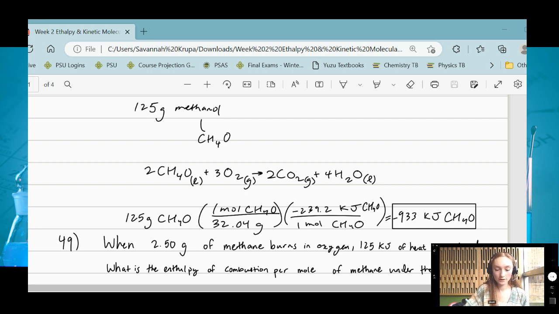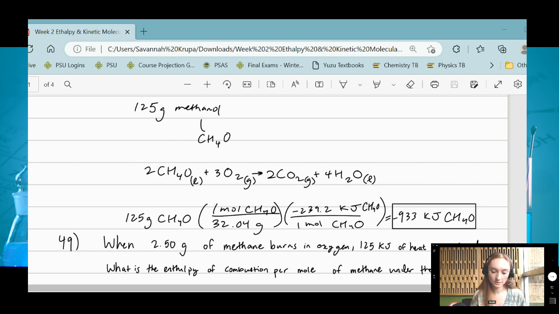And so for every 1 mole of CH4O, we have negative 239.2 kilojoules produced of the CH4O. So that's what that looks like. And so calculating that all out, I already did this earlier. So the answer is negative 933 kilojoules of energy. And so that is the answer to this problem.